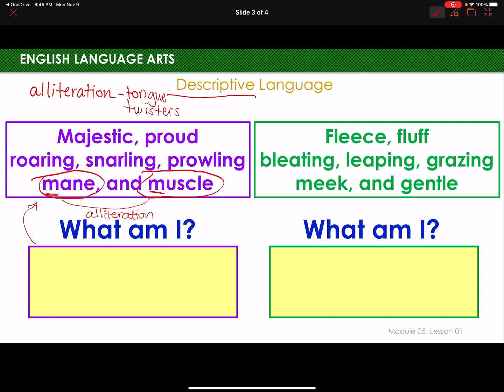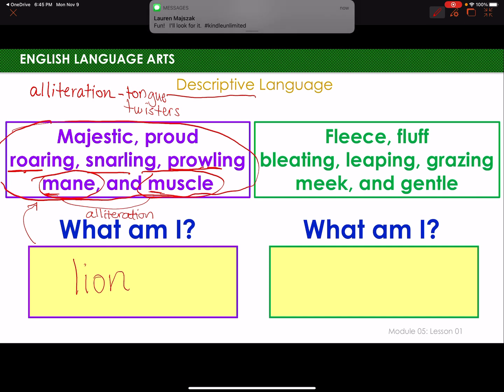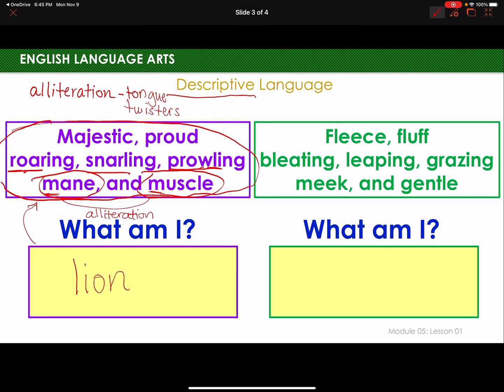Can you think of an animal that has a mane and it roars? It can also snarl and prowl, which means that it hunts other things. If you said lion, you would be correct. So this is descriptive language that describes or tells us about a lion. Let's see if we can find some more alliteration. Fleece, fluff, bleating, leaping, grazing, meek, and gentle.